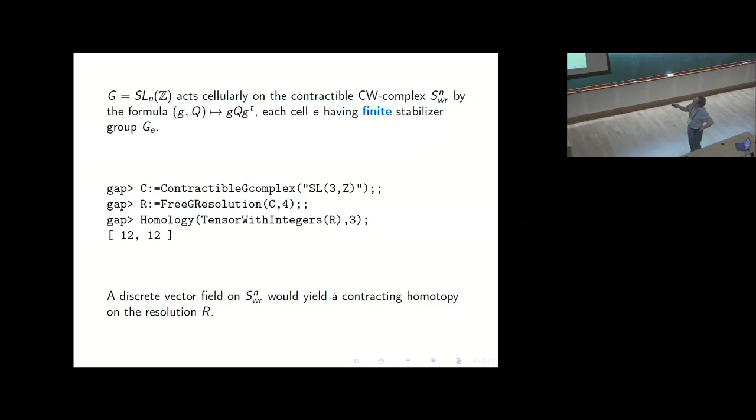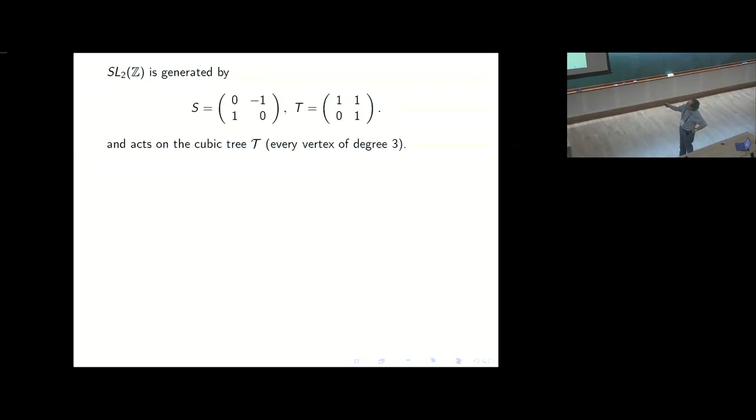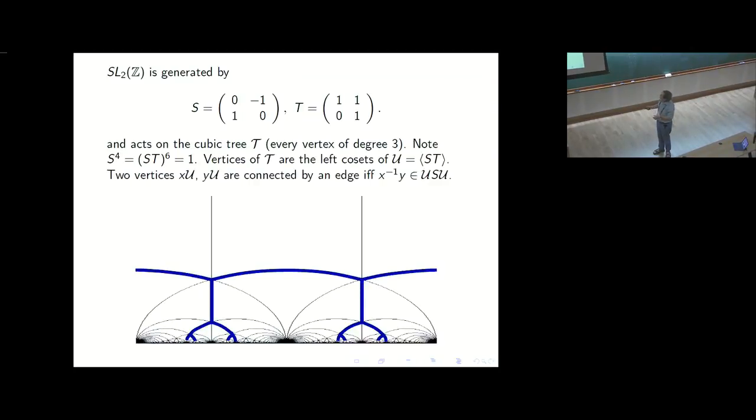So if you're interested, you can look at there are 2 more slides. I won't read through them. But what the next 2 slides do, I'll just tell you quickly. What they do is they say, well, SL2 acts on the cubic tree. So maybe this answers your question, what do I mean by a discrete vector field in this case? Well, the tree has, let me go too quickly here. This is the tree in blue. Let me go even faster.